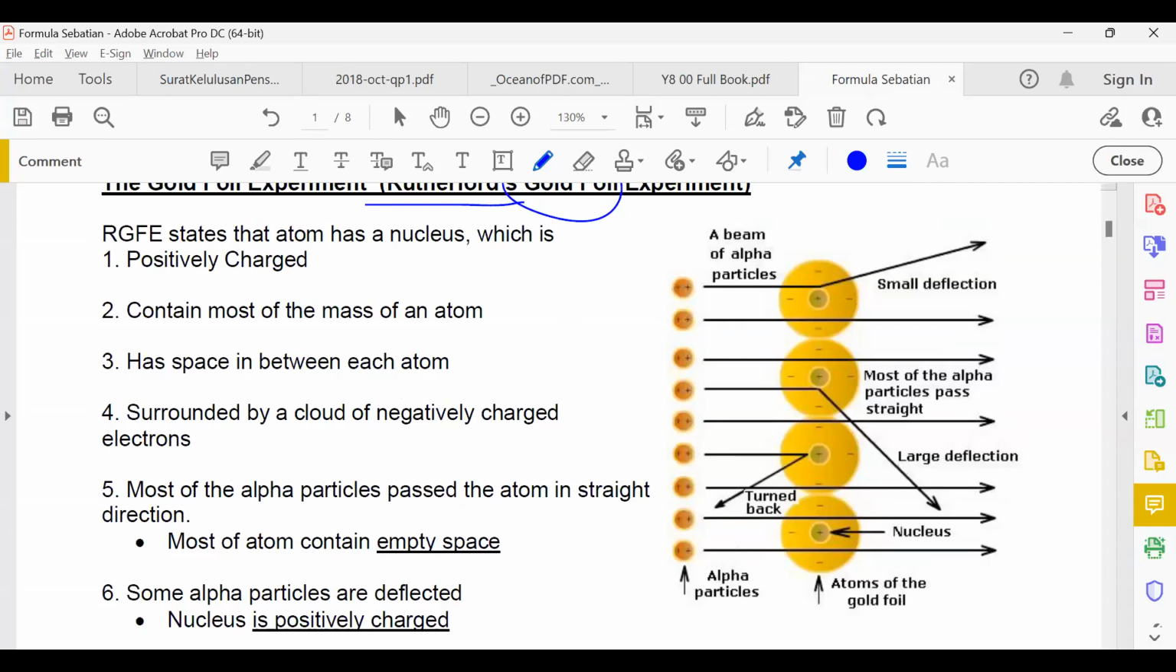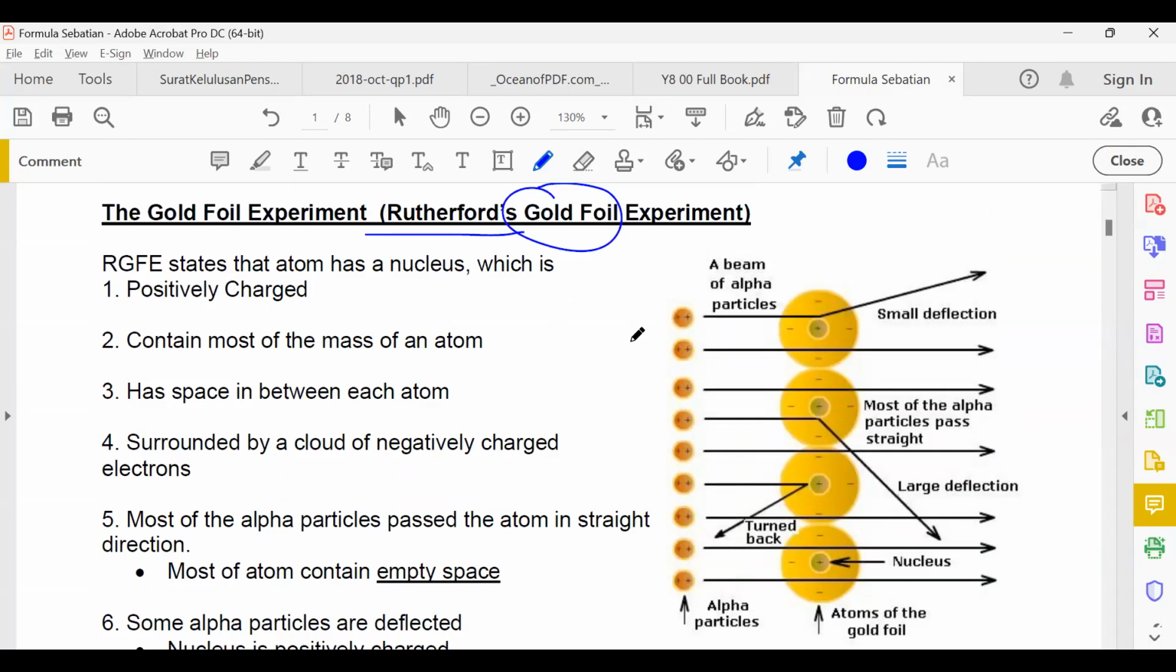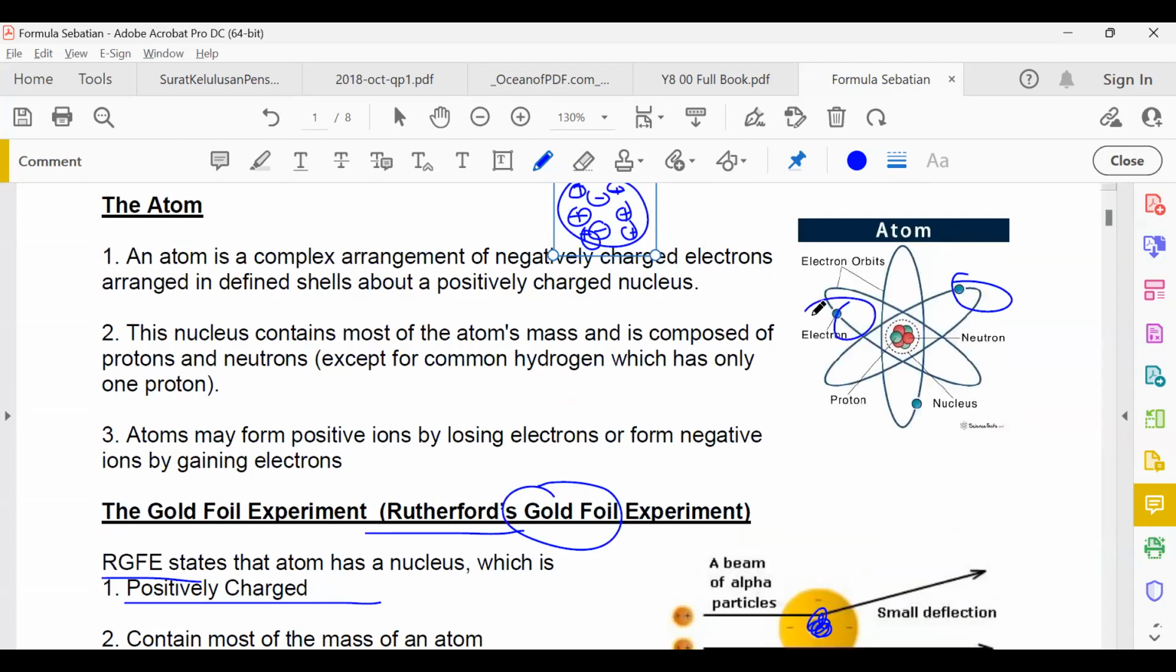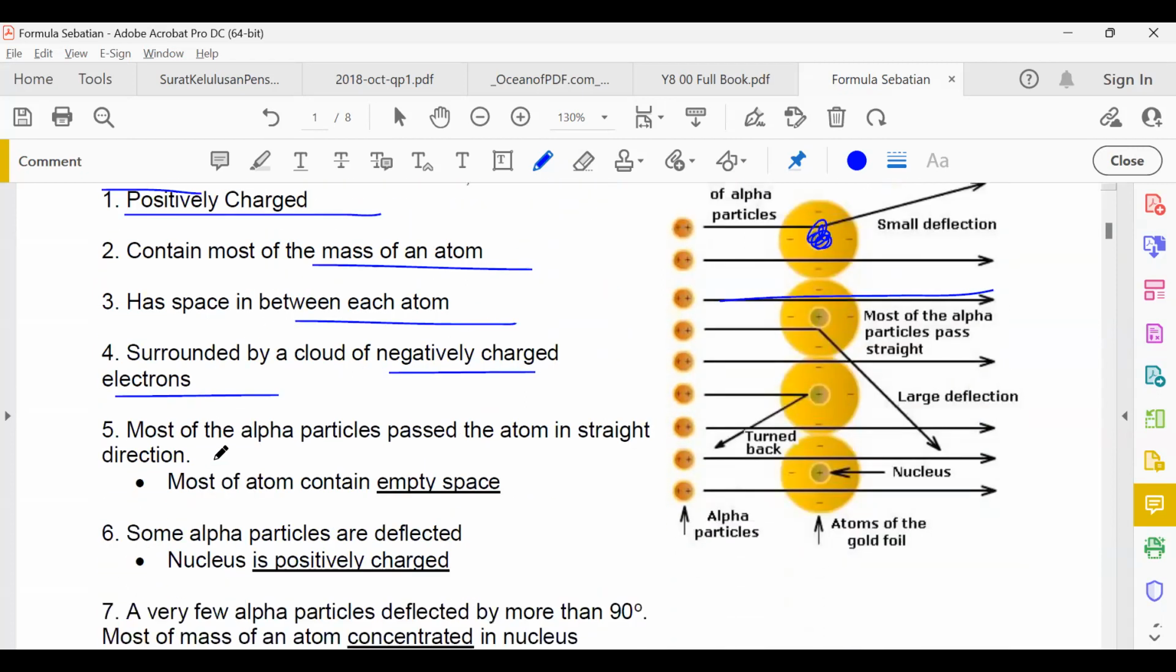Okay? So, if you look here, I've already taken the decency to summarize everything you need to know. Rutherford gold-foil experiment proves that it is positively charged in the nucleus, contains most of the mass in the atom, and has space in between each atom. Most of the mass, positively charged, empty space. Surrounded by a cloud of negatively charged electrons, which is here. And most of the alpha particles pass straight through. Why? Because it is mostly empty space.